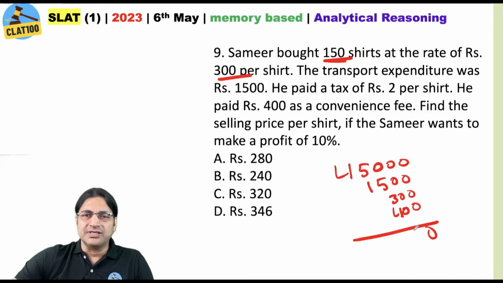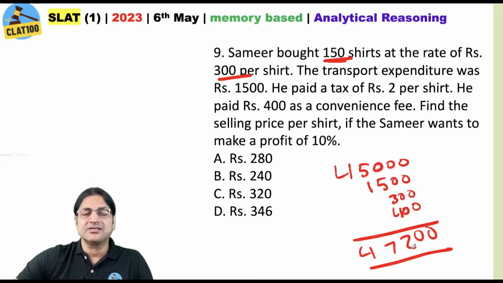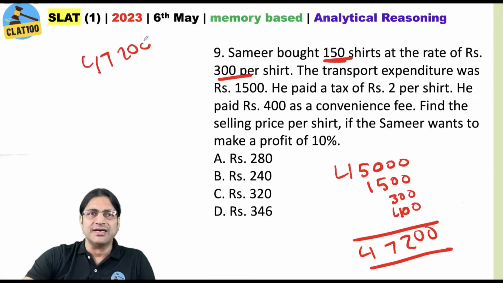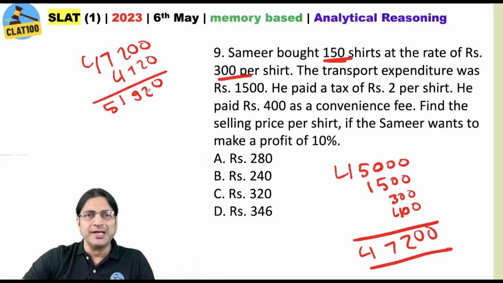Okay, so 0, 0, 5, 3, 8 and 4, 12, 2, right, 7 and 4. So, this is his total expenditure. Now, if he wants to get a profit of 10%, 10% above this would be how much? 47,200, right, just put 4720 here, right, you get 51,920. This should be what he should be getting by selling these 150 shirts.